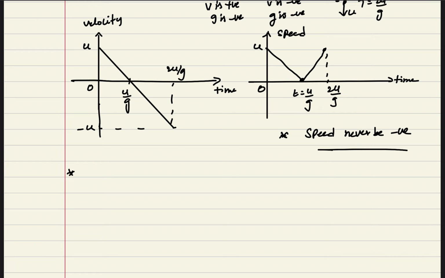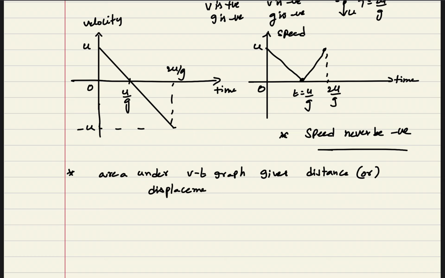Speed can never be negative. One more point we can observe: the area under the VT graph gives distance or displacement of the body.